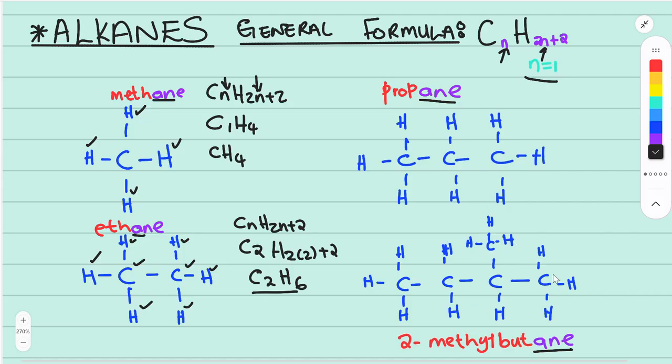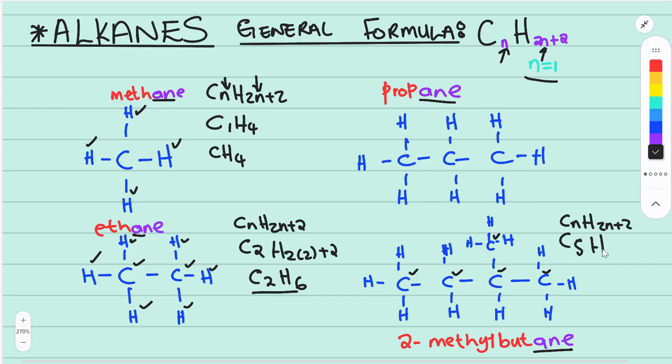So let us check if the general formula works for this one here at the bottom. So here it is going to be CnH2n+2. How many carbon atoms do we have in 2-methyl butane? So it's going to be 1, 2, 3, 4, and then it's 5. So it's going to be C5.